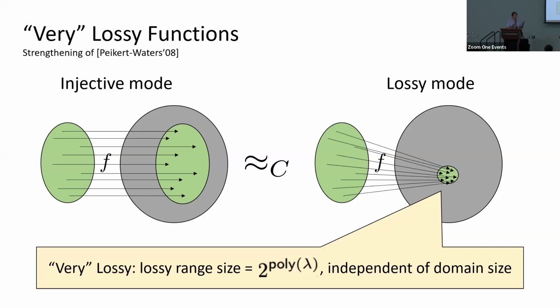So for a regular lossy function from the literature, we normally just ask that in the lossy mode, the size of the image is negligibly small, or the ratio of the image size to the domain size is super polynomial. But we're going to require something much stronger. We're going to require that the lossy range size is actually some fixed exponential in the security parameter, but importantly independent of the domain size. So you can set the domain size to grow as big as you want, but the image size, in the lossy mode, is going to stay this fixed exponential in the security parameter, independent of what the actual input is.